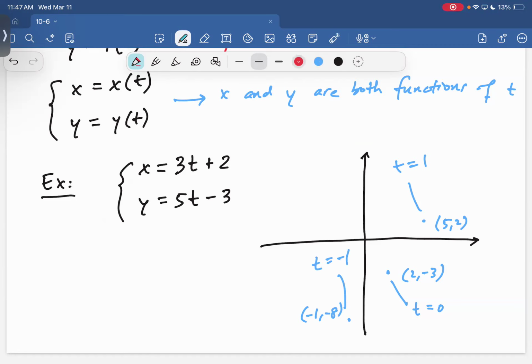And as you guys can see, as we are changing t around, we ultimately are getting a line. And so you can think about it, as t is increasing, the point x comma y is just moving along in this line. And so we would say that this parametric equation describes a line.